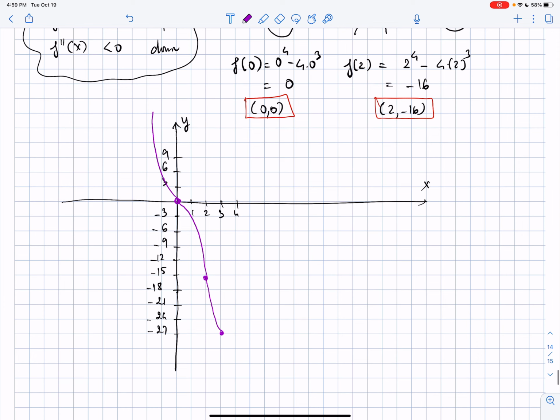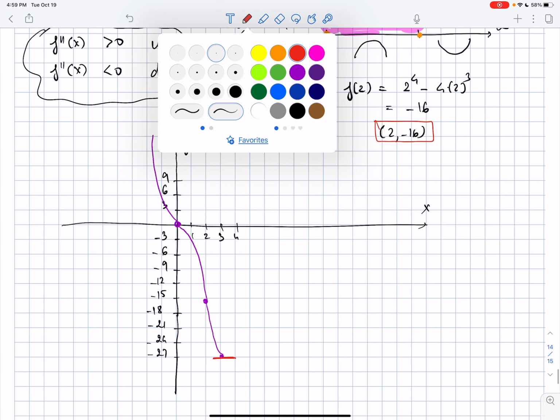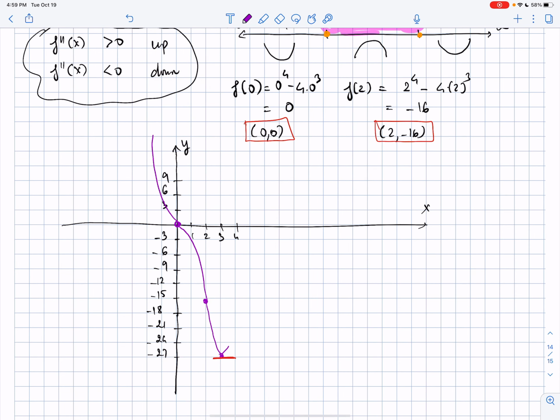Because we have 3, comma, negative 27 is a local minimum. So local minimum means that this point right here has to turn, right? So it has to turn like this. Okay, so it has to go like this.